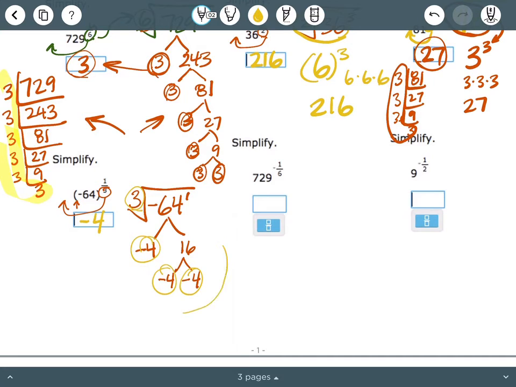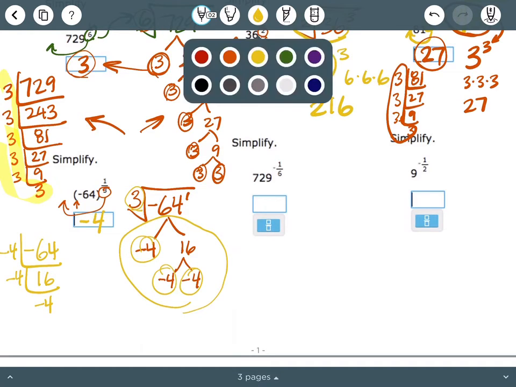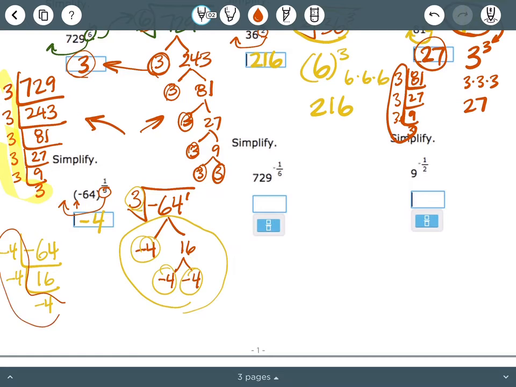If this factor tree method kind of scares you, you can always go back to birthday cake, which is like this. Take out a negative 4, you're left with 16. Take out a negative 4, you're left with negative 4. Same thing, we see our group of 3 things, which make negative 4 as well. Sweet.